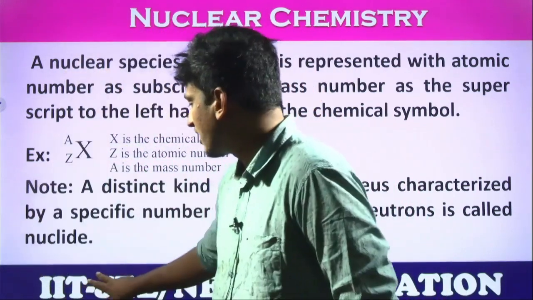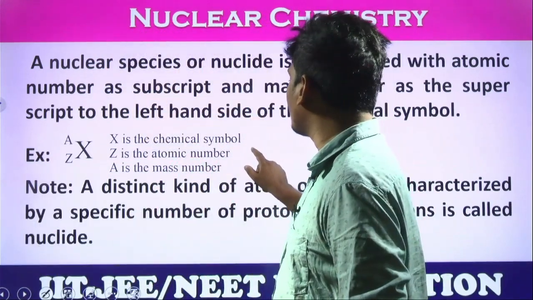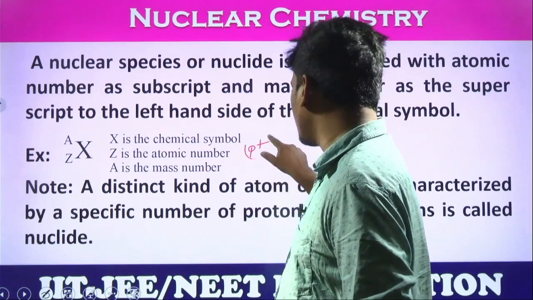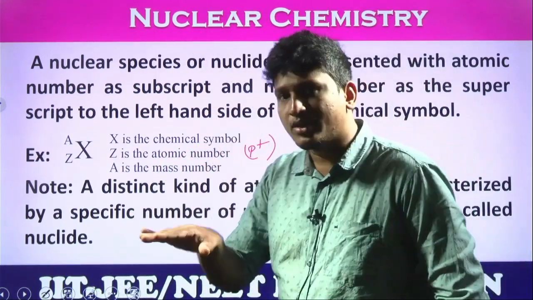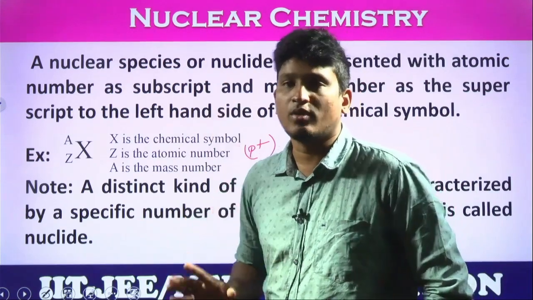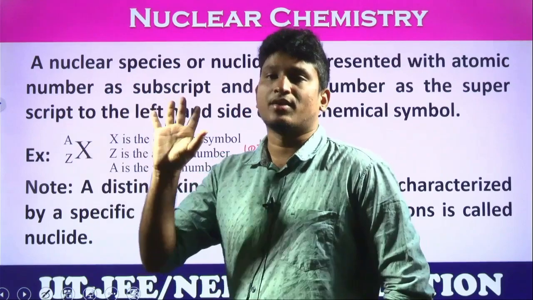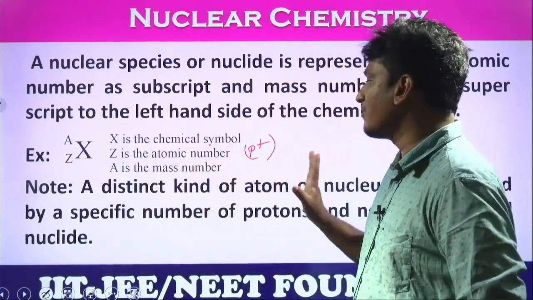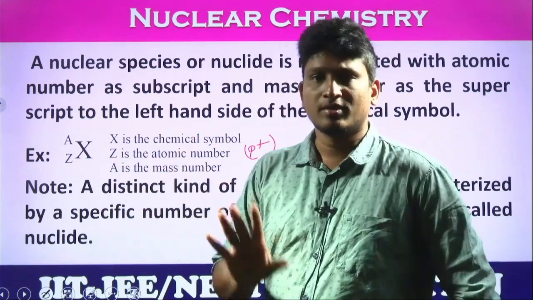What is atomic number, students? Atomic number indicates the number of protons. Only protons? Not only protons. It also indicates the number of electrons in a neutral atom. Why? Because only in a neutral atom, protons are equal to electrons. Understood? So atomic number indicates the number of protons. In general discussion about the nucleus, let us consider protons only.